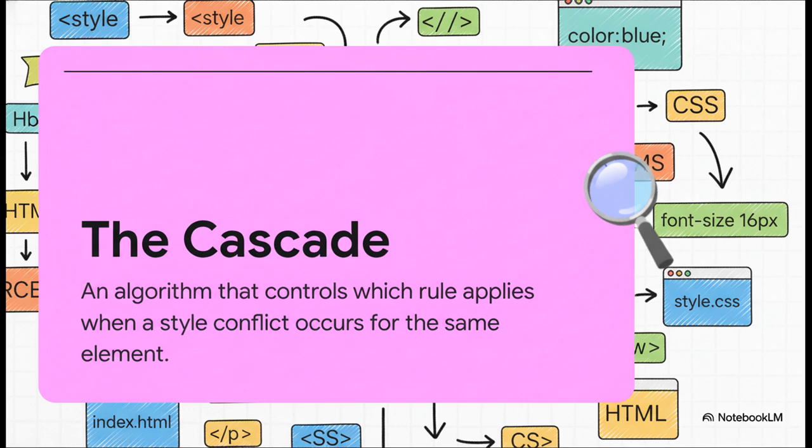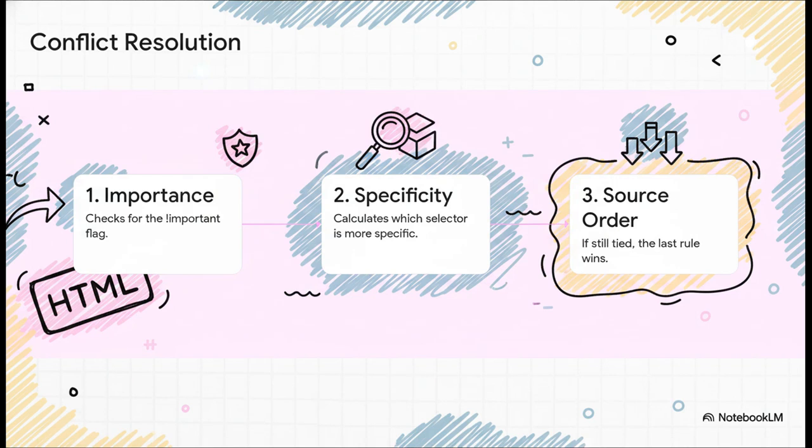Honestly, understanding this is probably the single most important key to debugging CSS. So the browser looks at three main factors, and it looks at them in this exact order of priority. First up, it checks for a special flag called importance. If that's not in play, it moves on to calculate something called specificity. And if, after all that, there's still a tie, well, then it comes down to source order. Let's break each of these down.